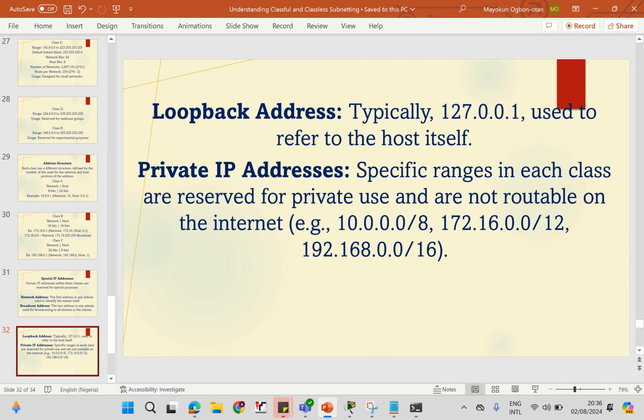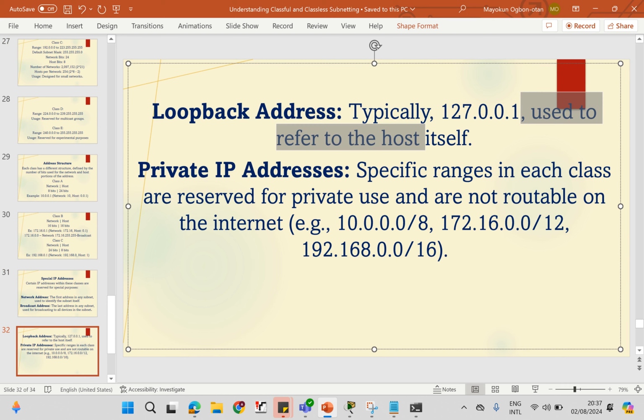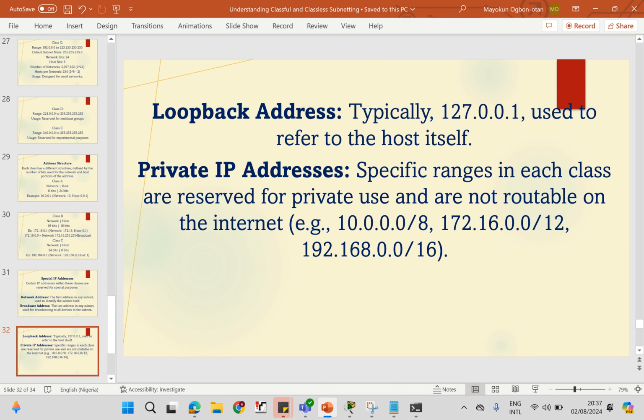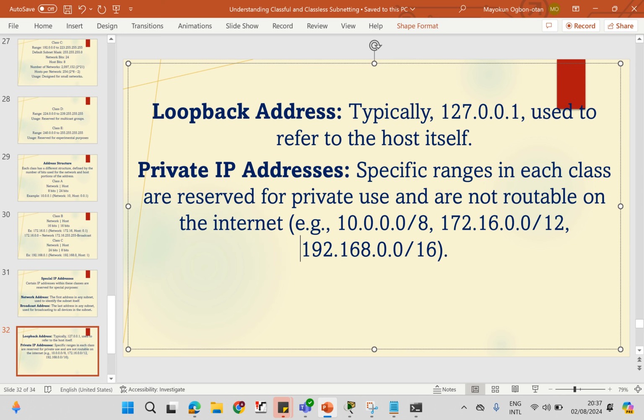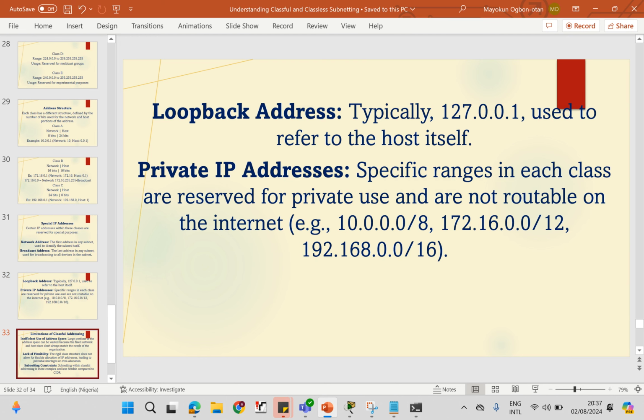Then we have loopback IP. I explained this and I pinged it to us. It's used to refer to the host itself, talking to yourself. Hello, Mayokun, are you there? Hello, Shegun, are you there? That's what that loopback IP is used for. Then private IP addresses. Specific ranges in each class are reserved for private use and are not routable on the internet. E.g., 10.0.0.0/8, 172.16.0.0/12. So these major ones cannot be routed on the internet. We call them private IP addresses.